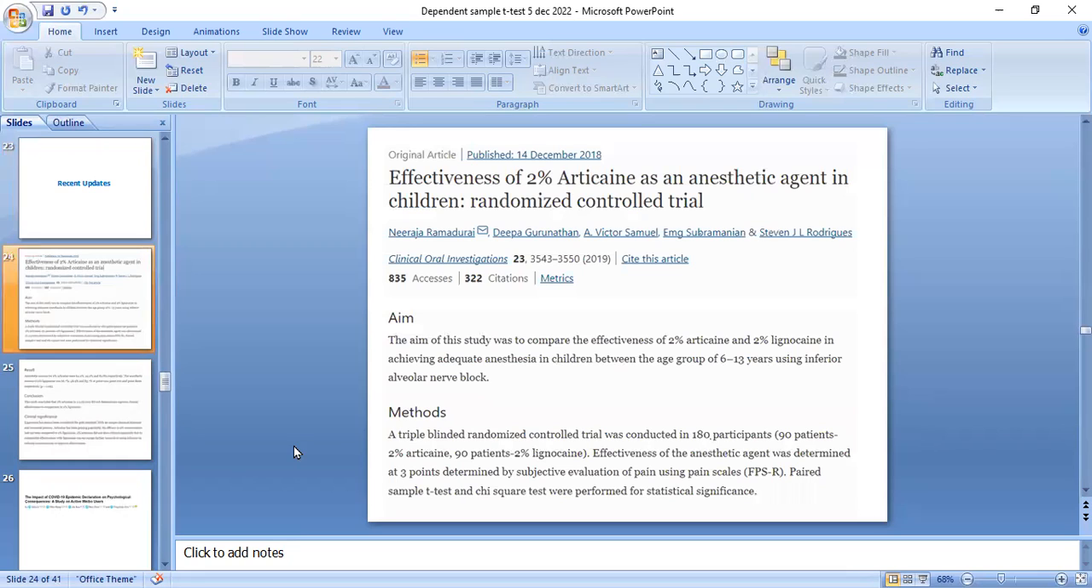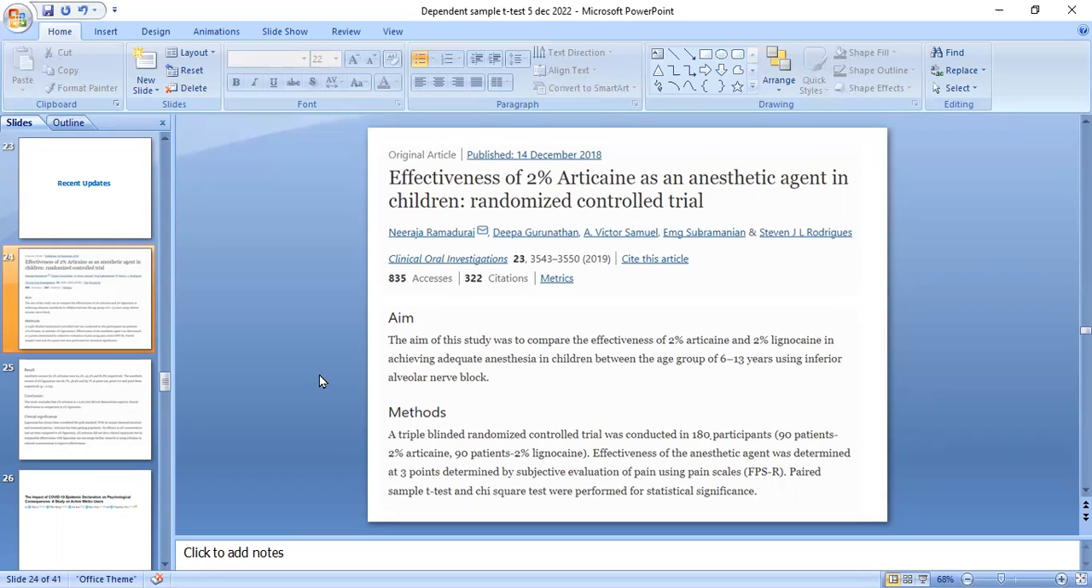The first article is Effectiveness of 2% Articaine as an anesthetic agent in children, a randomized controlled trial. This study was published in 2019. The aim of this study was to compare the effectiveness of 2% Articaine and 2% lignocaine in achieving adequate anesthesia in children between age group 6 to 13 years using inferior alveolar nerve block.